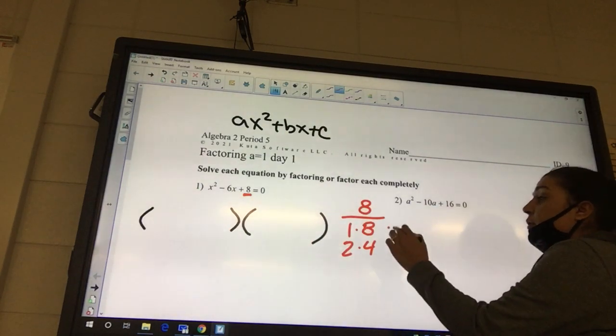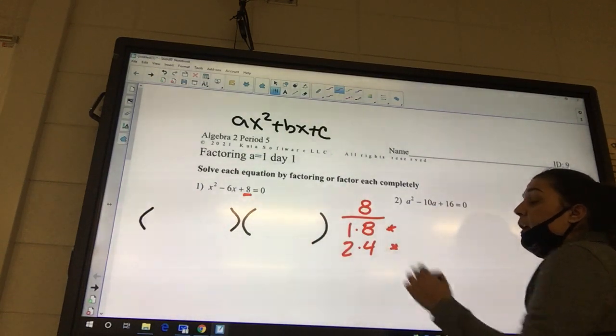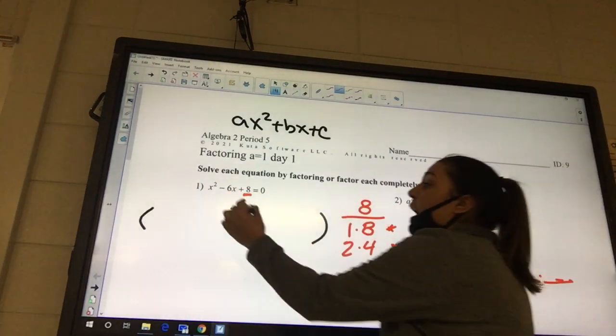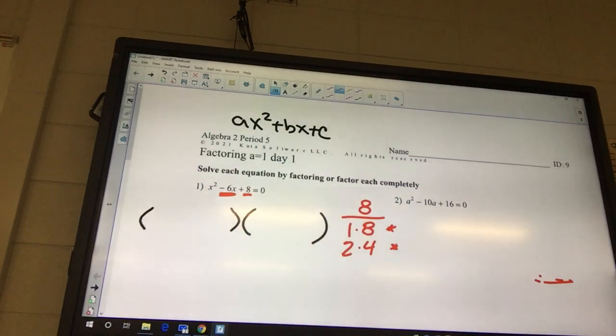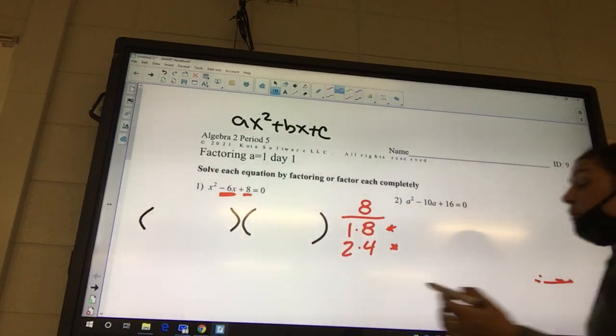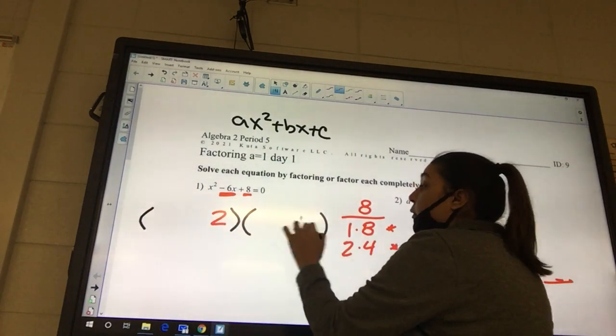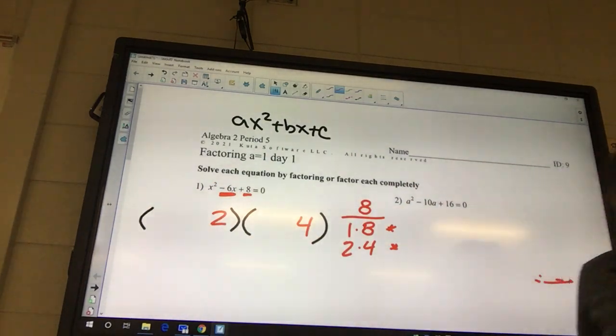You can either use this group or you can use this group. We need something to add or subtract to give us the middle number. What number can you use? 2 and 4 would give you 6, right? So you're going to put 2 and 4. Or if you put 4 and 2, that works.